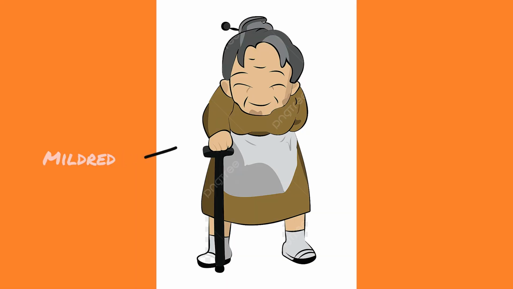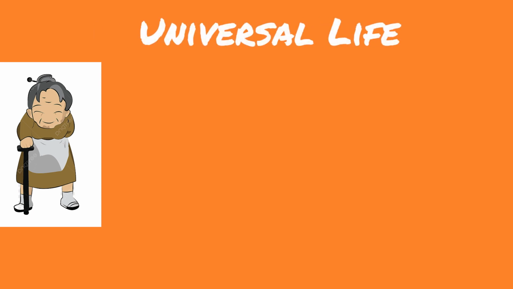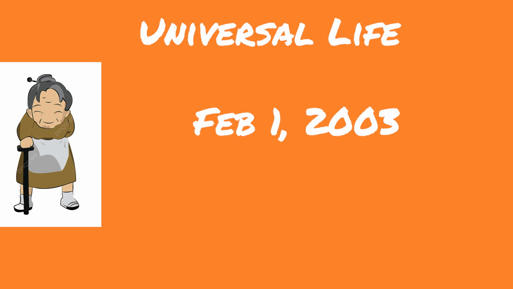At the outset, I'd like to discuss the known factors of this sample case for a client named Mildred. Mildred took out a flexible premium adjustable life insurance policy, also known as a universal life policy, on February 1st, 2003. The face amount of this policy was $25,000. The scheduled premium of the policy was $30 per month.